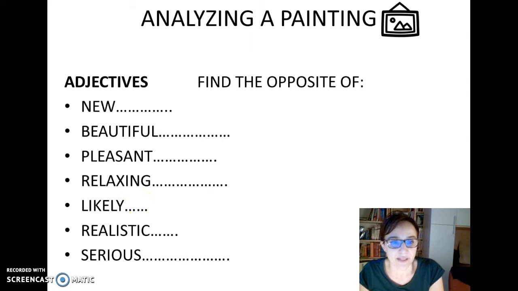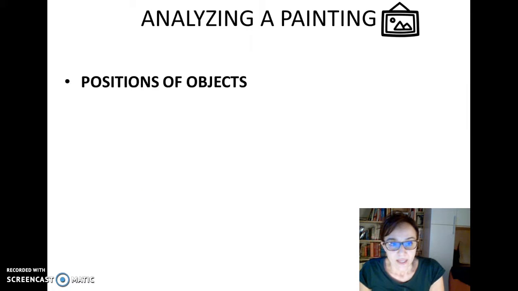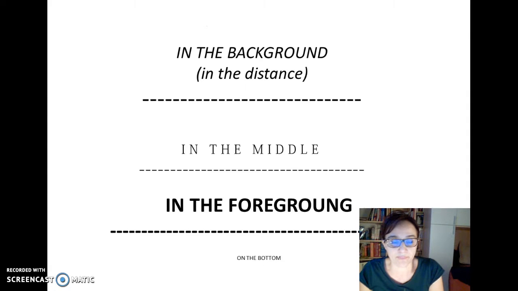Okay, let's move on. Now, we're going to talk about the positions of the objects in the painting. An object can be in the background, that is in the distance, or here in the middle, or in the foreground, here, or finally on the bottom of the painting.